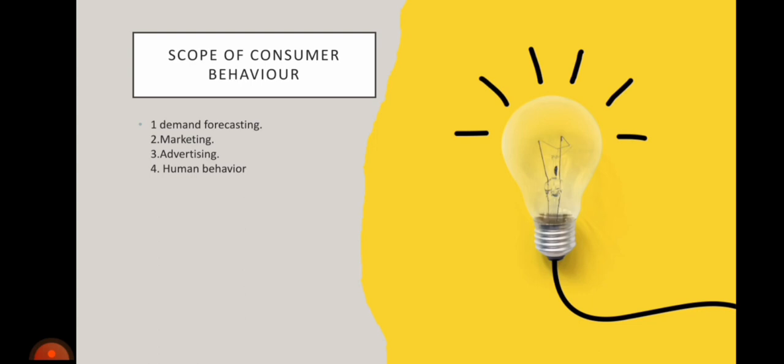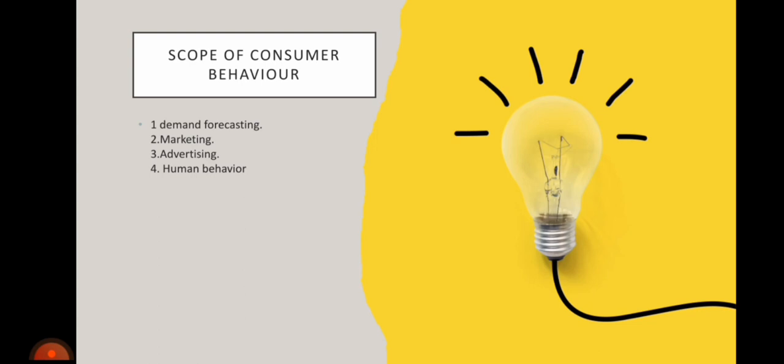Similarly, marketing is another important scope of consumer behavior. Marketing. Consumer behavior helps to understand the consumer needs, wants, expectations and problems. Once consumer needs and expectations are known by the marketer in detail, it becomes easier for them to design the product according to their needs, which helps to increase the demand for the product in the marketplace.